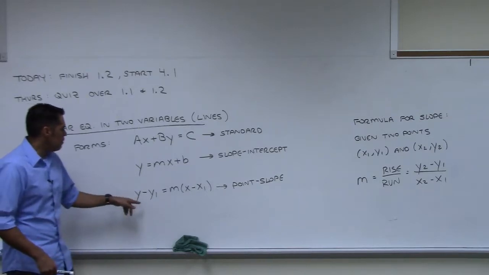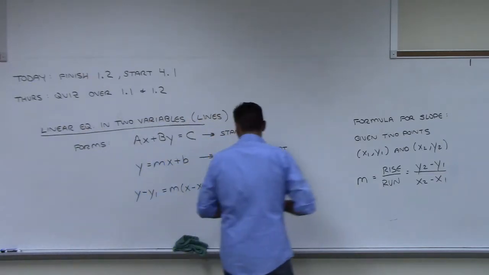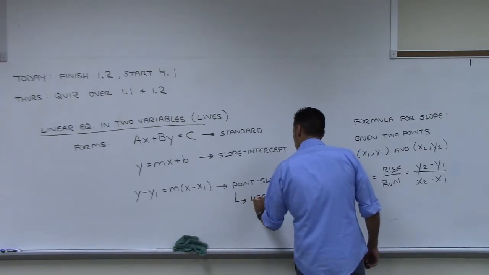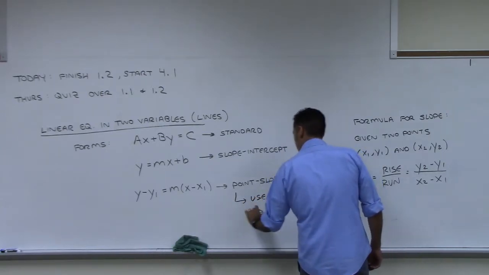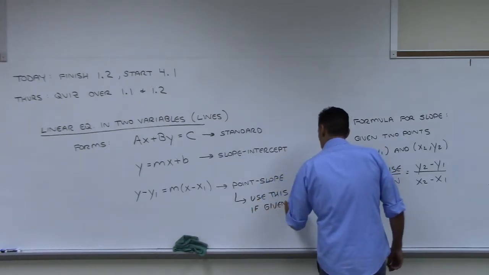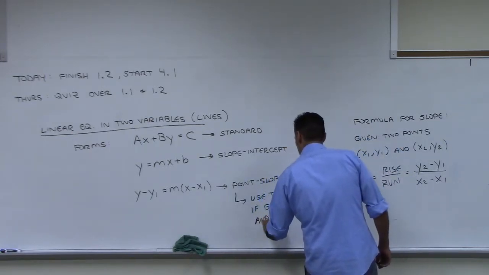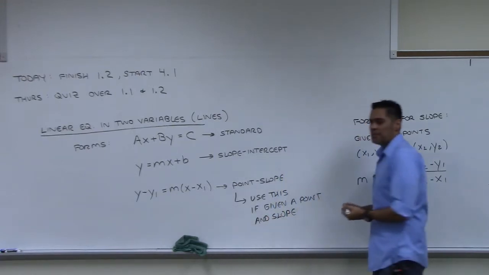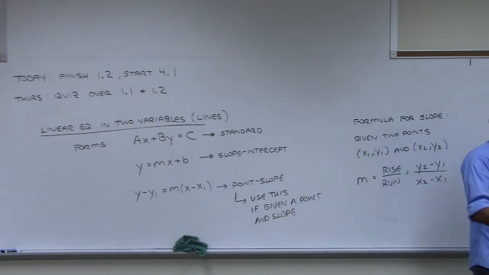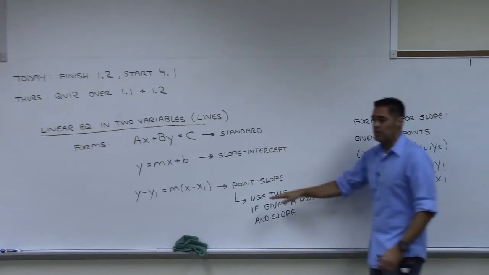It says y minus y1 equals m times x minus x1. Let me add something to this. We usually use the point-slope form if you're given a point and the slope. That's where it gets its name from. The point-slope formula is the formula that you use when you have a point on the line and the slope of the line. If you know those two things, then we want to use this formula.